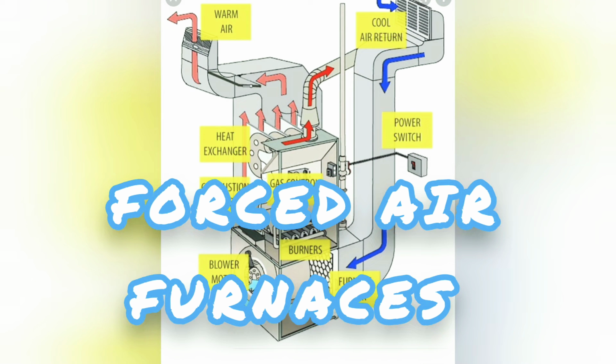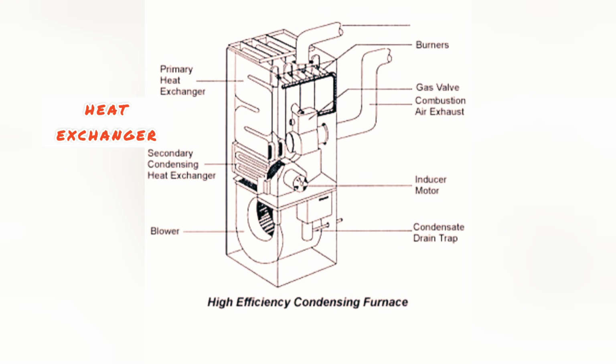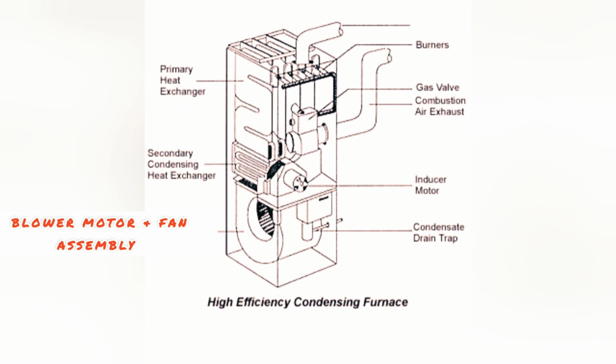Today we're going to talk about forced-air furnaces, basic operations, basic components, and basically what happens when your heat doesn't work. Our first component is the gas valve and burners. Our second is the heat exchanger. Our third is the blower motor and fan assembly. The three of these components together is what creates a forced-air furnace.